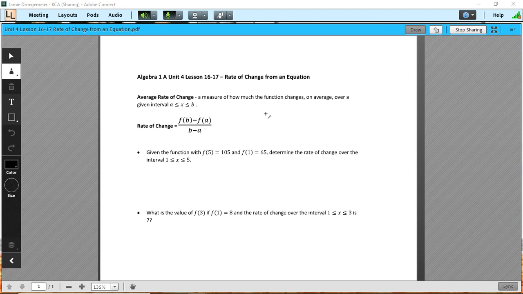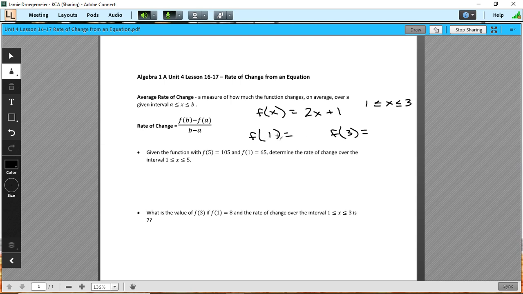So if I have a function, just as an example here, let's say that my function is f of x equals 2x plus 1. And I want to know what is the rate of change on the interval from 1 to 3. So what is that rate of change? Well, I would need to know what is f of 1, what is f of 3.